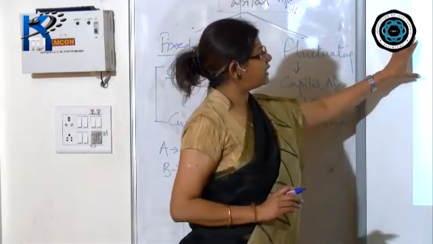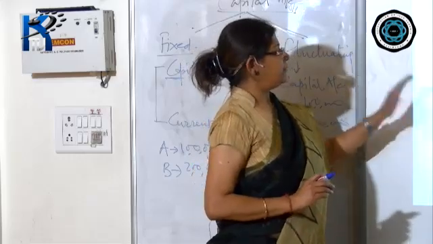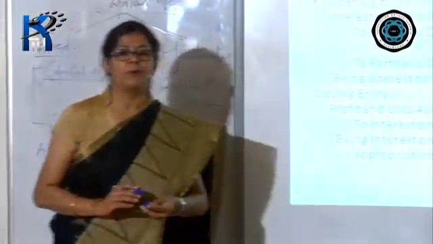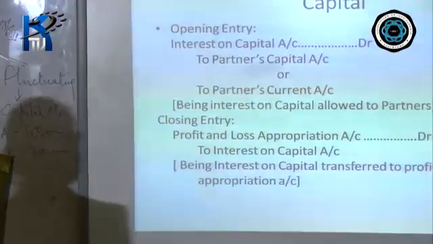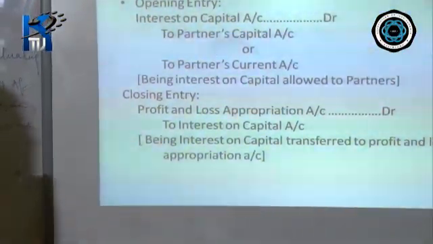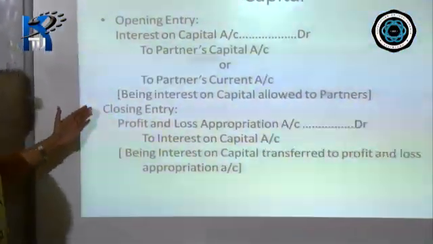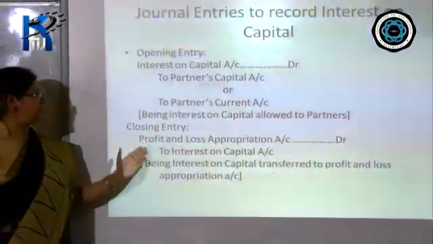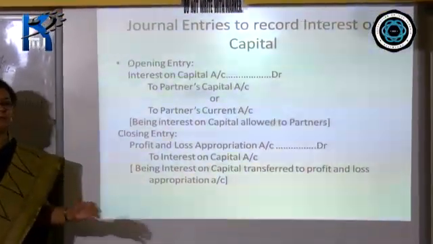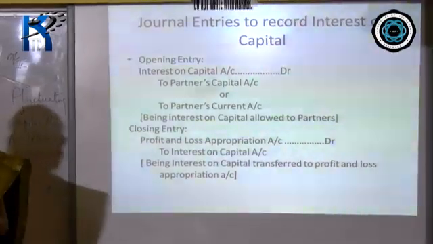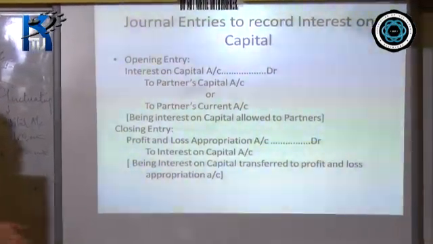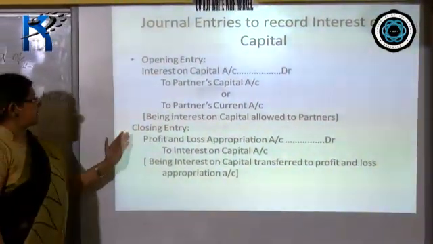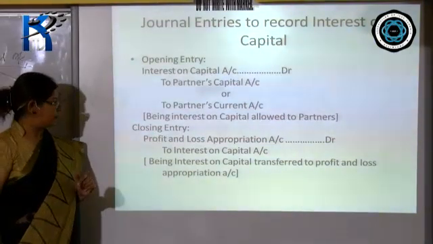Now this was the opening entry. The closing entry: whatever interest is provided to the partner is an appropriation of the profit. So the closing entry, profit and loss appropriation account debit to interest on capital, because whatever account has been opened, it needs to be closed. So it will be closed against the P&L appropriation account.